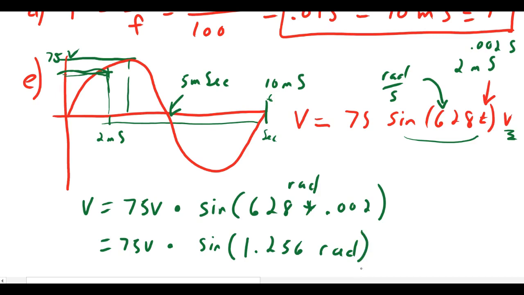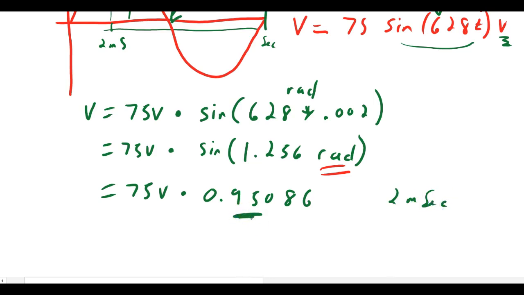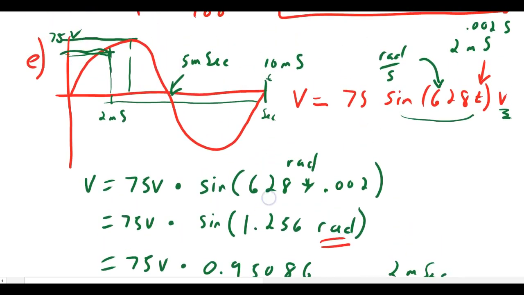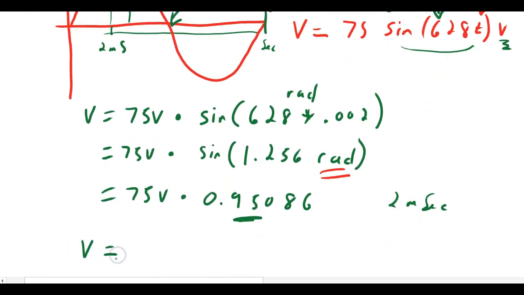In order to determine the value of the sine function at that angle, remember your calculator must be in radian mode. Everybody's calculator can be changed from degree mode to something called gradians to radian mode. Put your calculator in radian mode, take the sine of the angle, 1.256 radians. You should be able to come up with 0.95086. That says that at 2 milliseconds, the voltage is about 95% of the peak value. If you think about the graph we drew, that's pretty well close to 75. And so our calculation shows that the voltage at 2 milliseconds is equal to 71.3 volts.